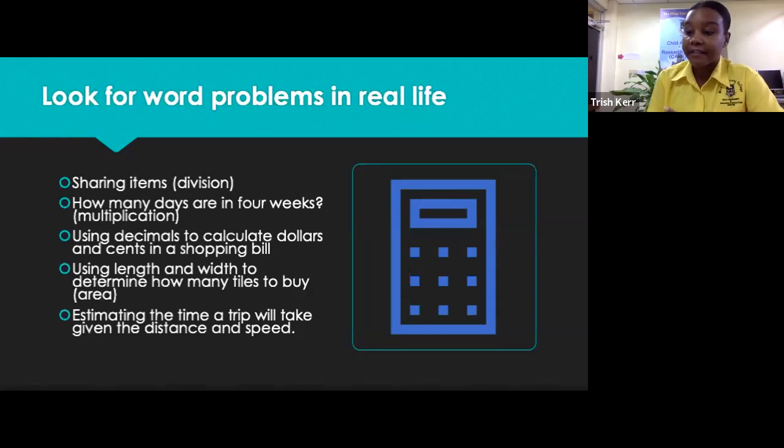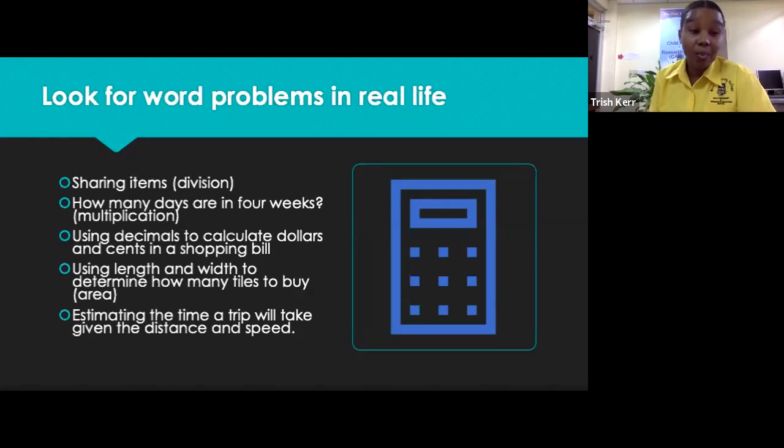So you can say, if I give you $120.50, and you're going to the shop to buy something and you pay $100, or whatever it is, but bring some decimals into it, dollars and cents, so that they can figure it out.